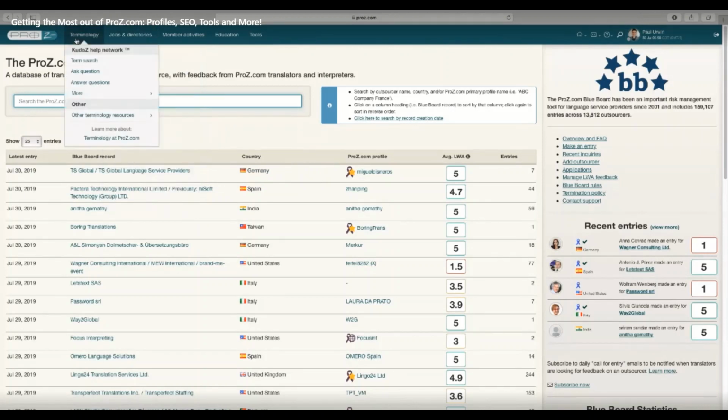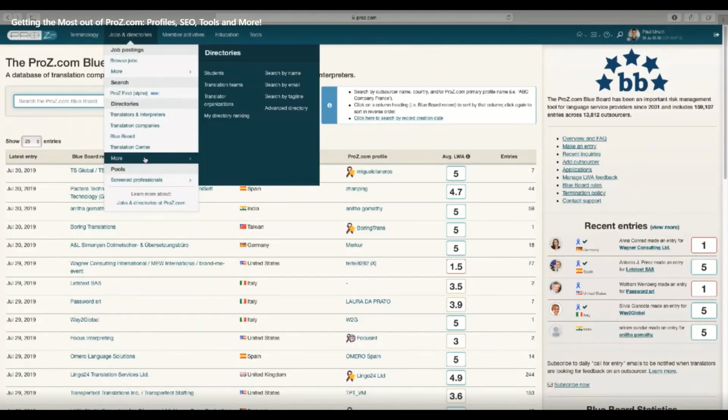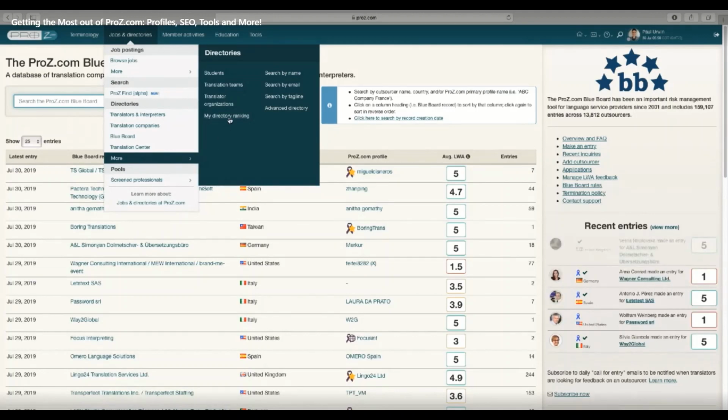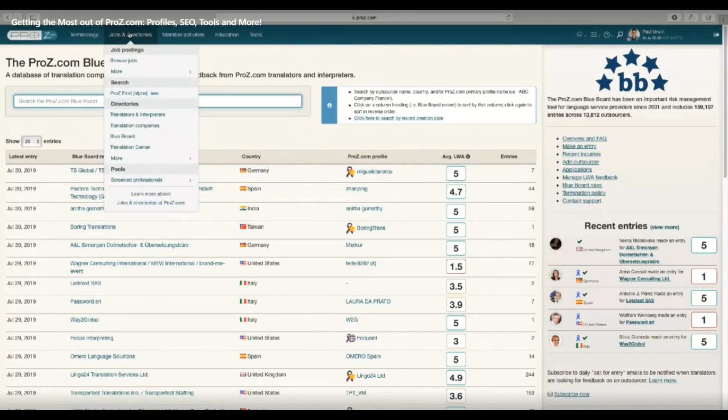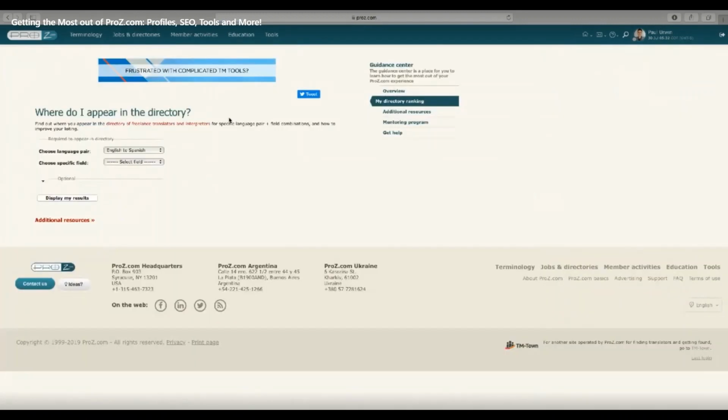Now, very important, if we go to Jobs and Directories, go down to this More section, and then across to My Directory Ranking. If you haven't done this, you really, really need to do this. I'm going to do that one more time. Jobs and Directories, down to the More section, and then across to My Directory Ranking. What this allows you to do, very straightforwardly, is to find out where you appear in the directory.